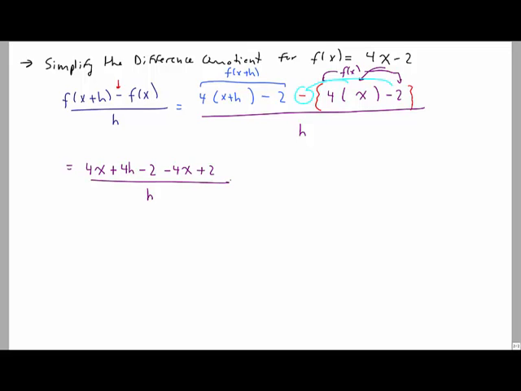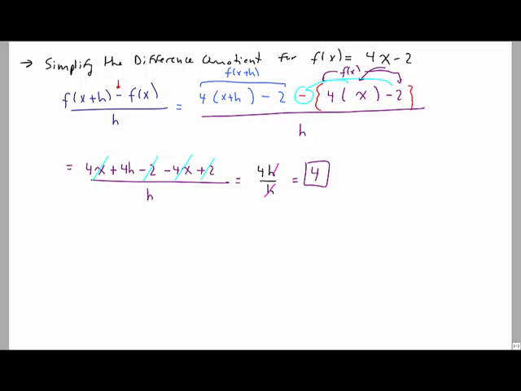Now when you're working with the difference quotient, you're going to see something kind of interesting happen here. The negative 2 and the positive 2 cancel. The 4x and the negative 4x cancel. And basically all I'm left with here is 4h over h. And the h's cancel. So I'm left with a 4. That's simplified completely. I have to distribute and combine like terms very carefully.